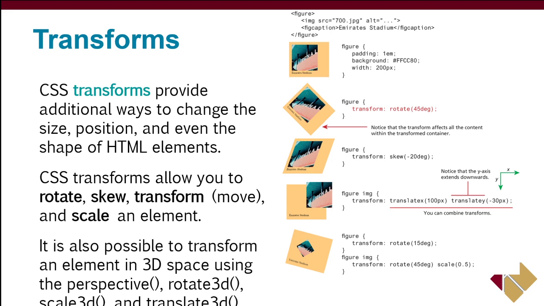You can also transform things in a 3D space by using perspective, rotate 3D, scale 3D, and translate 3D. If you want to learn about those, I'll put some sources up on the Canvas that link to those kind of things. But it's really cool what you can do in 3D space on there, because before it was a flat canvas, right? You think about when you're painting an image, you have a flat canvas, but now it's a three-dimensional canvas.